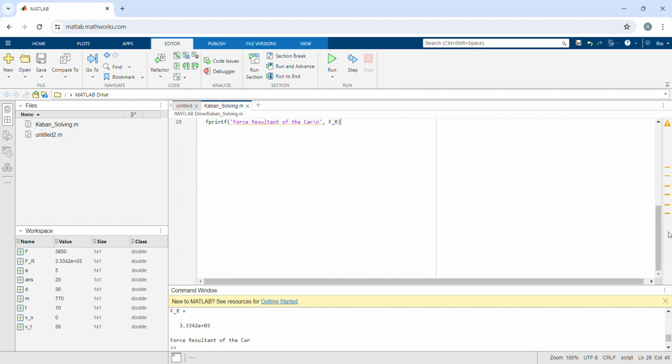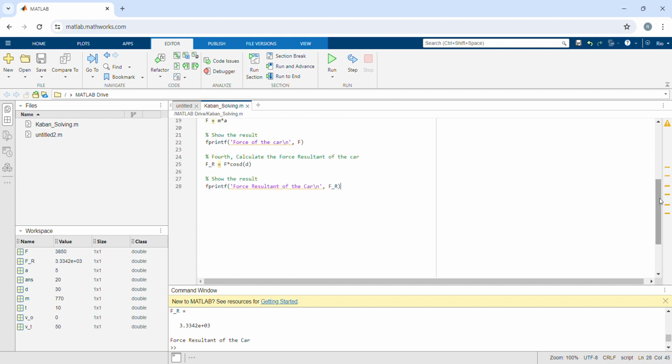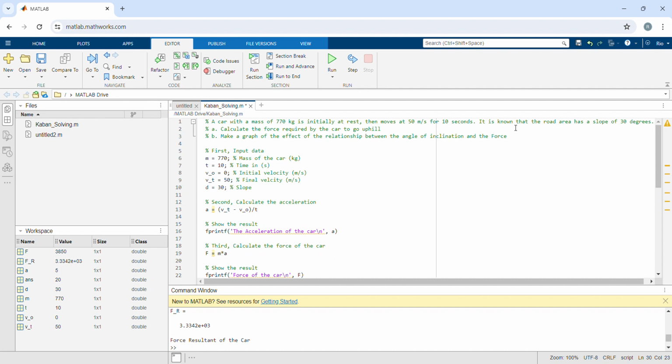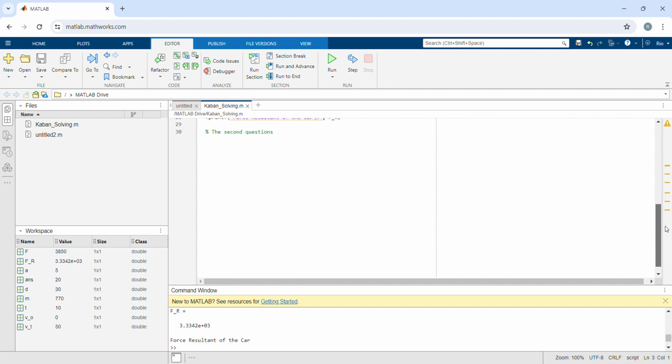Okay, so we will answer the B question. We are asked to make a graph of the relationship between the angle of inclination and the force. So we will write down the question so we will not forget it.